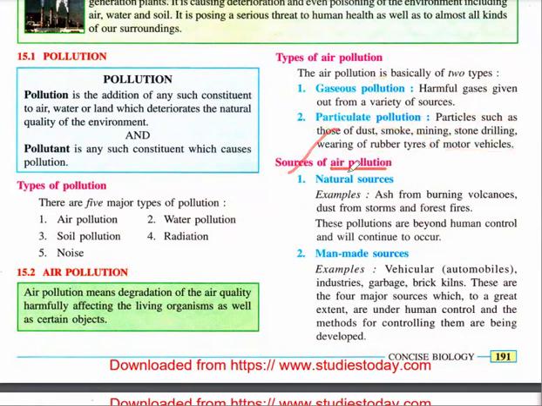Then sources of air pollution are natural sources and man-made sources. Examples of natural sources are ash from burning volcanoes, dust from storms and forest fires. These pollutions are beyond human control and will continue to occur. Then man-made sources, examples are vehicular, like automobiles, industries, garbage, brick kilns. These are the four major sources, which to a great extent are under human control, and the methods for controlling them are being developed.